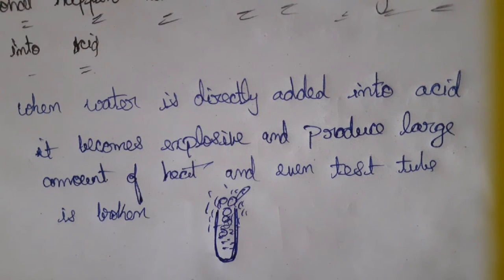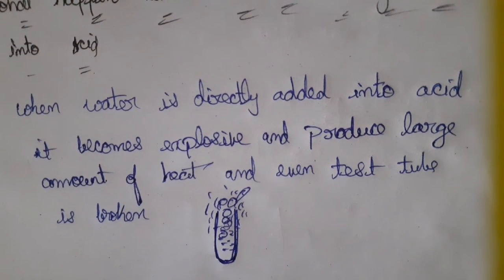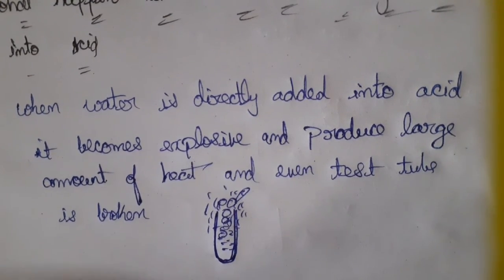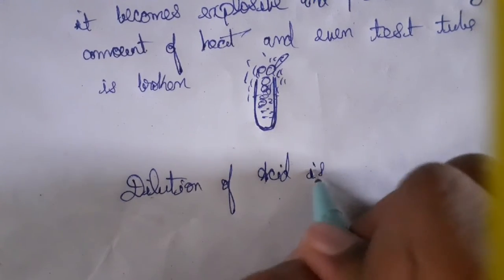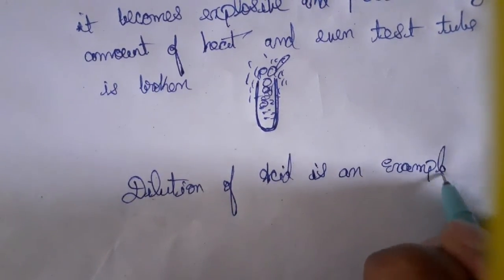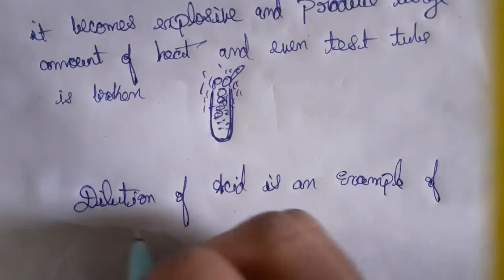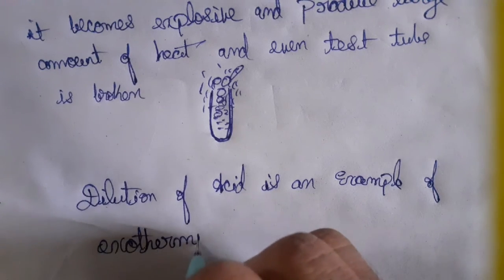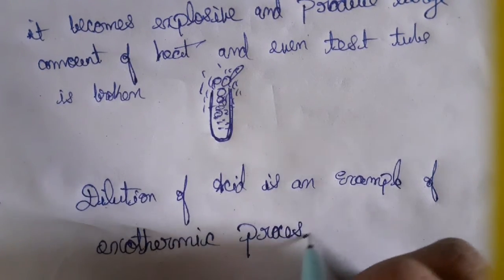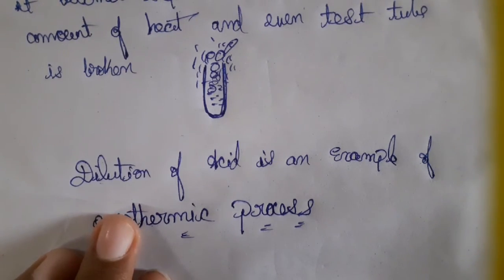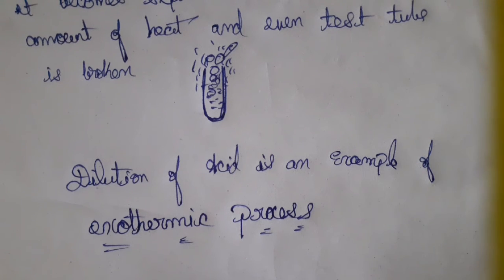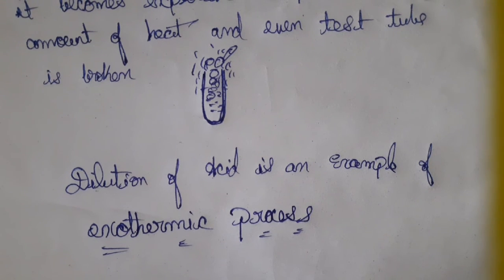Now, this dilution of acid is an example of an exothermic process. It is very important. So what is an exothermic process? Whenever heat is released in a solution, it is called an exothermic process. In the dilution of acid, some amount of heat is released when water is added dropwise. When more water is added directly, a very large amount of heat is produced. It is also an exothermic process.